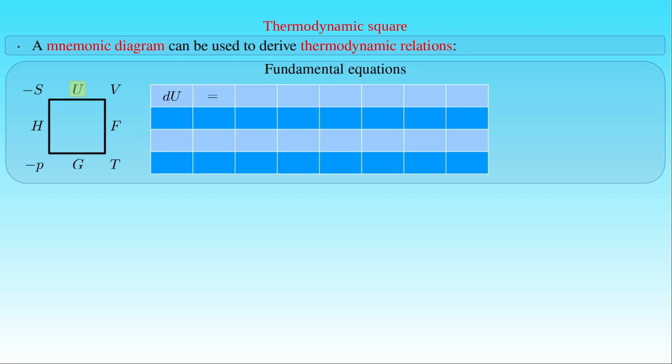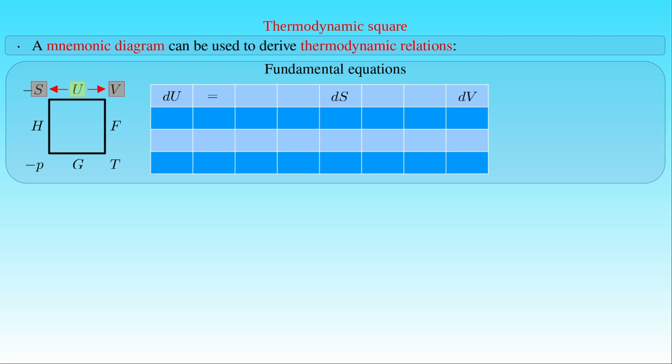One of the neighbors of the internal energy U in the diagram is the entropy S at the top left corner of the square, representing one of the natural variables of the internal energy. Then the differential of the entropy S appears in the right-hand side with a plus sign because entropy is a natural variable. The other neighbor of the internal energy U is the volume V, representing its second natural variable, and it appears as the second differential in the right-hand side of the equation.